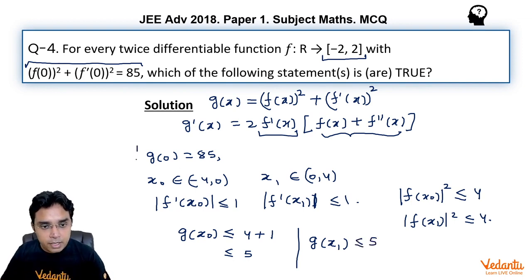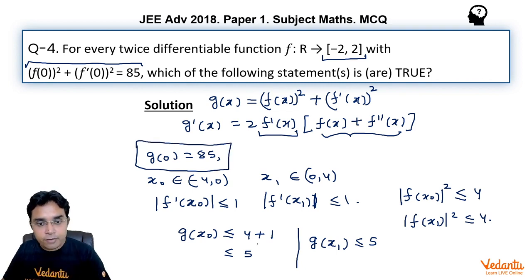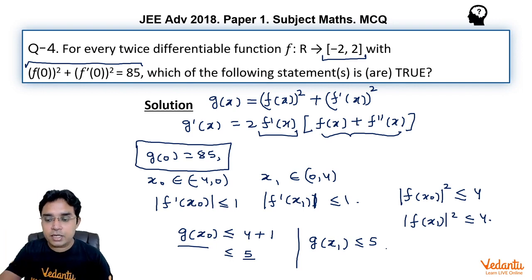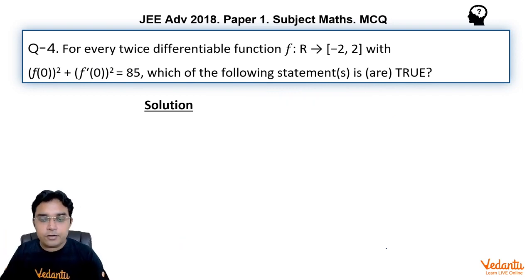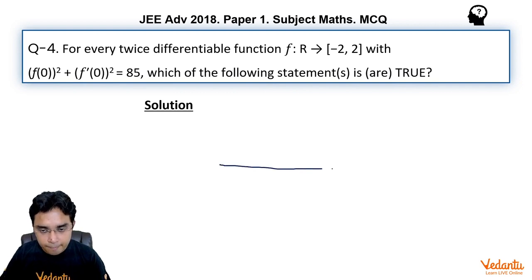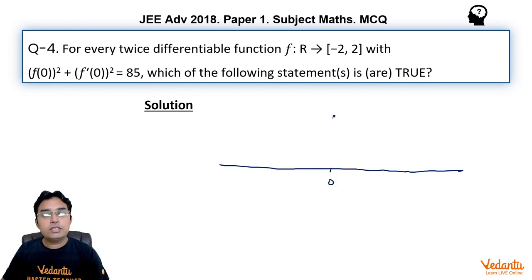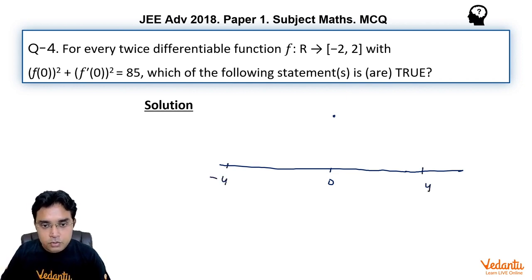So we have got 3 conditions or 3 values for the g function. At 0 it is 85, for x0 it is less than or equal to 5, for x1 it is less than or equal to 5. Now using these 3 conditions, let us make a simple graph for this function g(x). We know that at 0 the value of this function is 85. So this point is (0, 85). Now 4 here, minus 4 here, so between minus 4 to 0 there is x0, and between 0 to 4 there is x1.